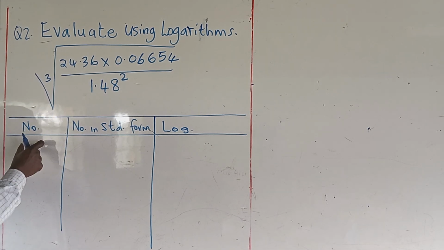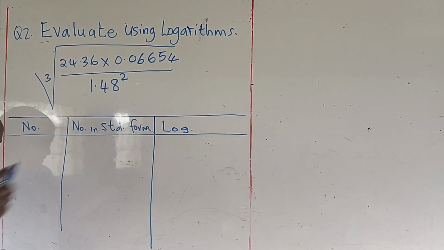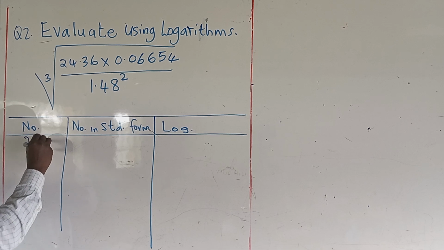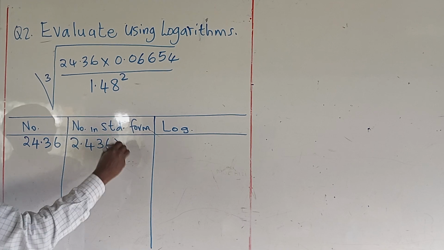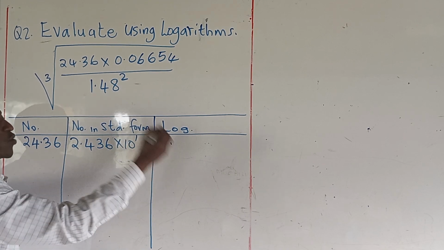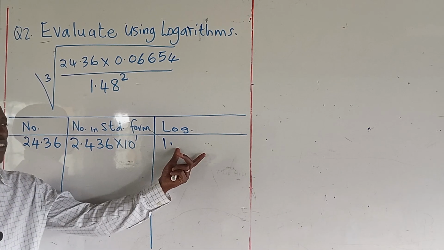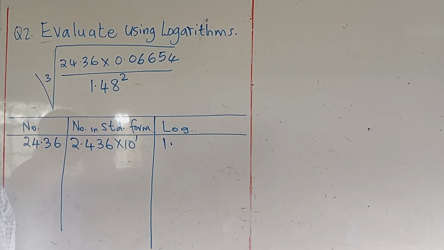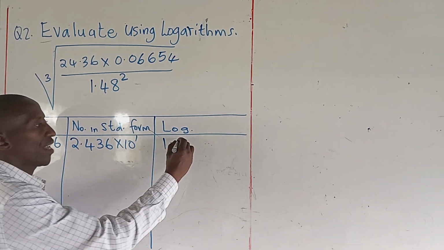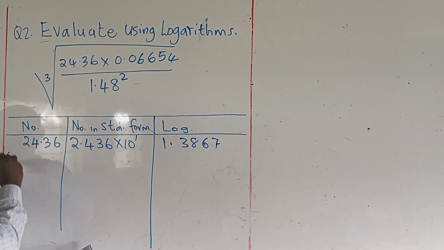Quite simple. We put this in a table. Each number is put in standard form with the respective logarithms. Straight away, let's put the numbers. We have the first number, 24.36, and in standard form, this is 2.436 times 10 to the power 1. So the logarithm is 1 point. So viewers, get your calculators, get your mathematical table. For those who are going to use a calculator, remember we put the answer to 4 decimal places. So what do we get? We get 1.3867.